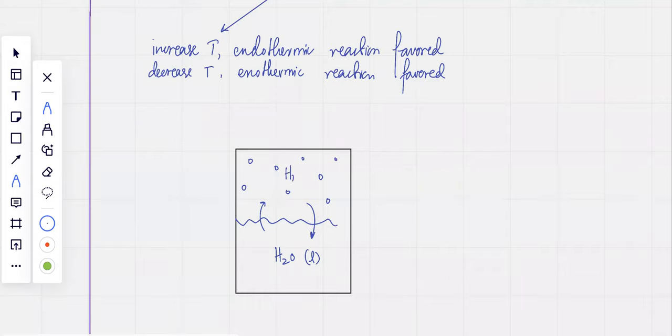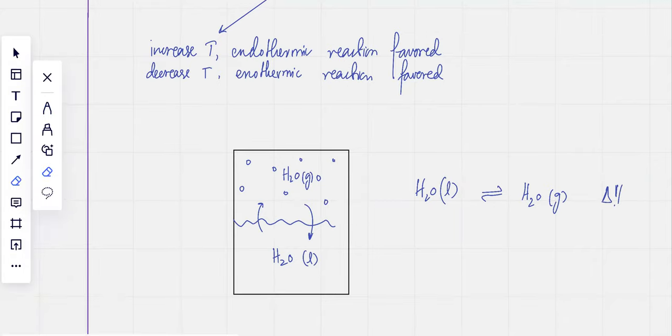So what's happening is, it's a reversible reaction where liquid water is changing into H2O gas. And remember, the enthalpy change is always given for the forward reaction. Can anyone tell me what's the enthalpy change for this reaction? Is it liquid water into gas? Is it endothermic or exothermic? Endo. Okay, that's endo. So that's positive. That is positive and it's endothermic.